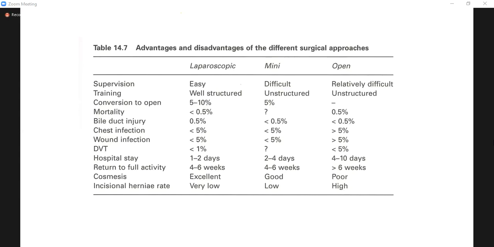So mortality in these two procedures is relatively the same, right? Infection rates are relatively the same, less than 5, more than 5. This is post-op infection. Let's talk about wound infection in laparoscopy. What do you think about wound infection in laparoscopic surgery compared to open surgery?